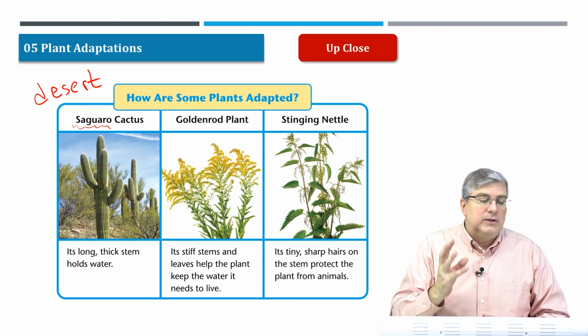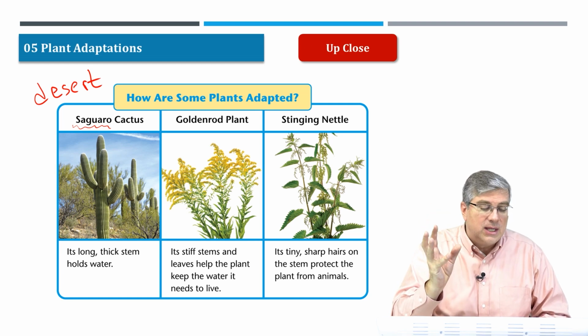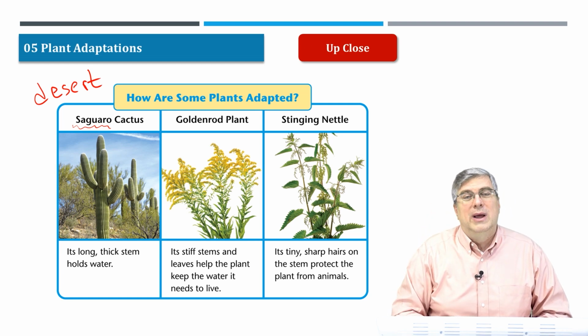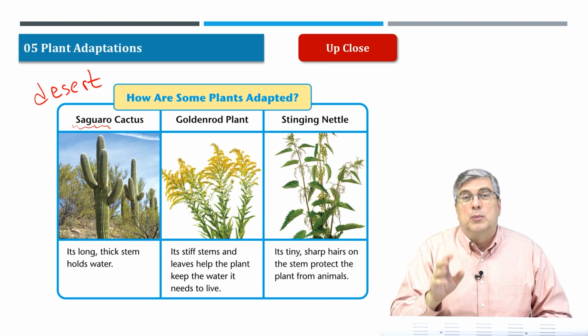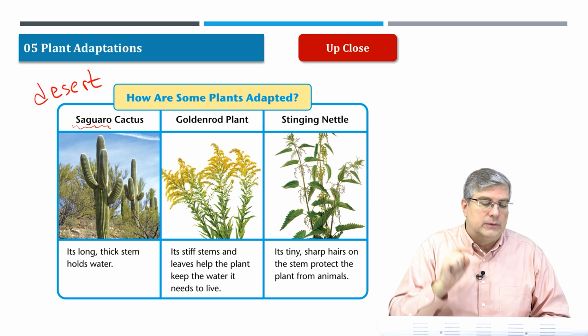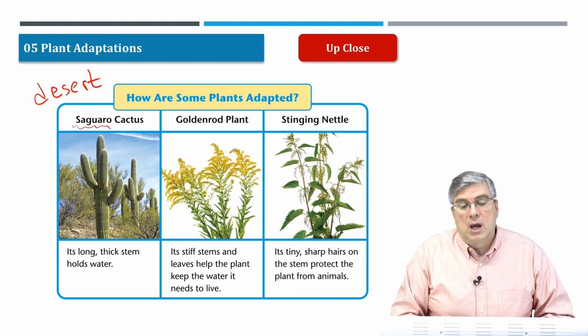Okay, so anyway, saguaros, these big cactuses, have a lot of water in them. So they're very heavy, but they protect that water. They don't want animals coming and drinking the water, eating them to get the water. So they protect themselves with needles. Okay, that's saguaro.